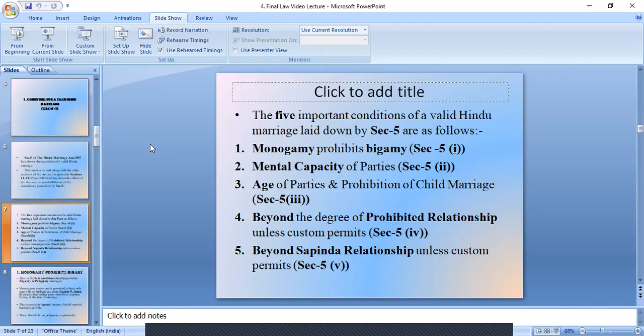Another condition of marriage is that the parties be beyond the degree of prohibited relationship, unless custom permits. It comes under section 5, subclause 4. And the fifth condition is that the parties be beyond sapinda relationship, unless custom permits. It comes under section 5, subclause 5.